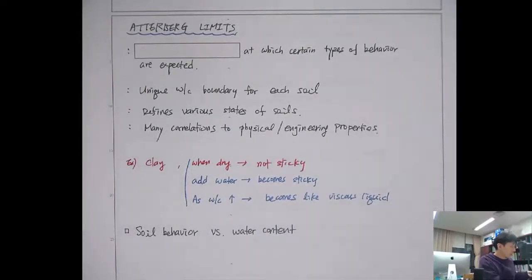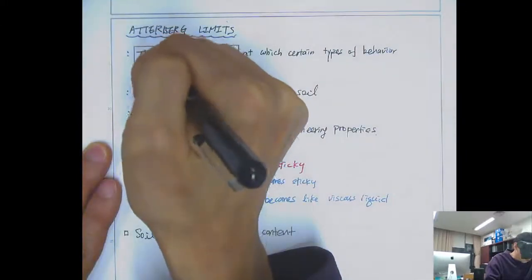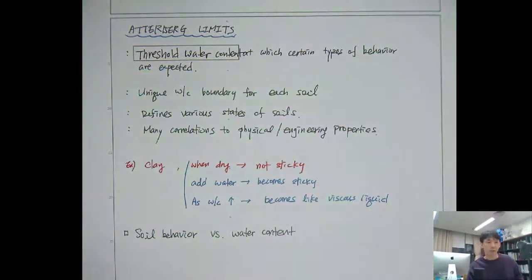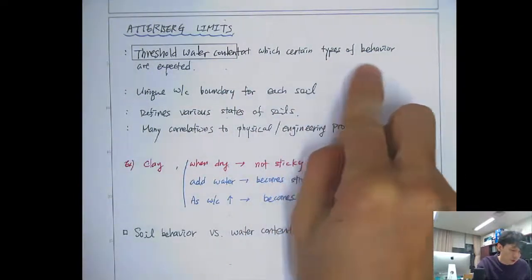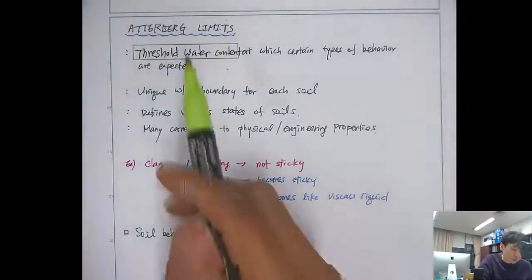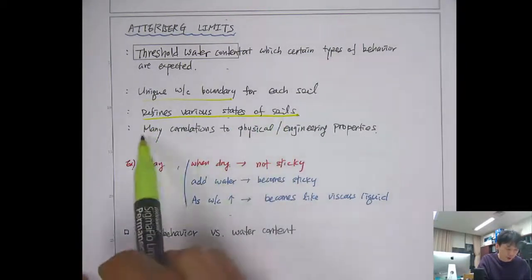To describe the soil with certain criteria or a quantitative analysis, previously the Atterberg limit suggested some threshold water content, the threshold water content at which certain types of behavior are expected. It's called the Atterberg limit. It's a unique water content boundary for each soil, so each soil will have its own Atterberg limit, or threshold water content. Also, it defines the various states of soil, and there are also many correlations to this.